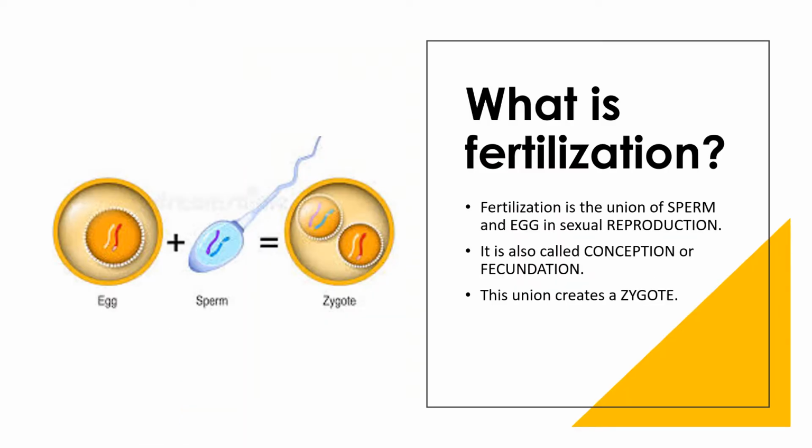What is fertilization? Fertilization is the union of a male reproductive cell and a female reproductive cell in sexual reproduction. Or, fertilization is the union of a sperm and egg in sexual reproduction. Fertilization is also called conception or fecundation. This union creates a zygote.